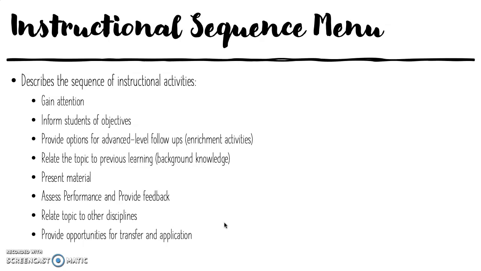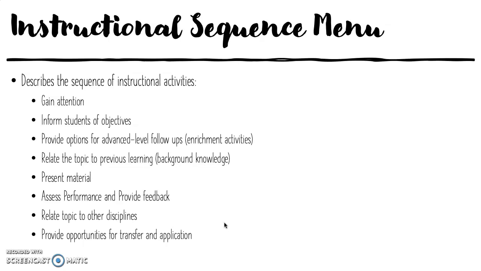So the first thing that you would have to do, of course, is to gain the attention of the students. Inform your students of the objectives that you're going to be covering in that lesson. Provide options for advanced level follow-ups, and these can be your enrichment activities. These are the things that require them to continue thinking about the area or the information you're covering after you've already taught it.